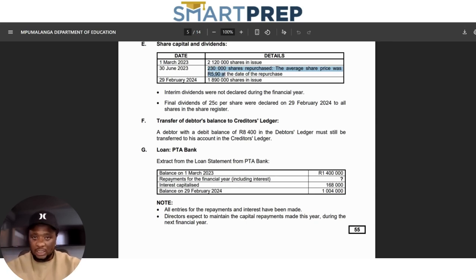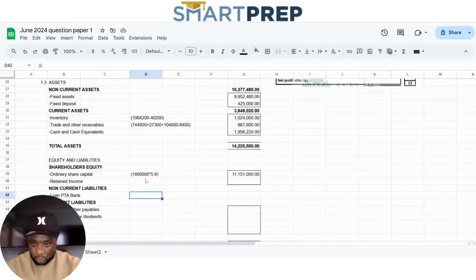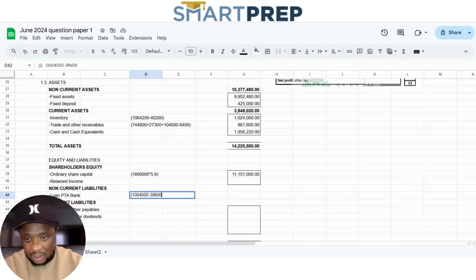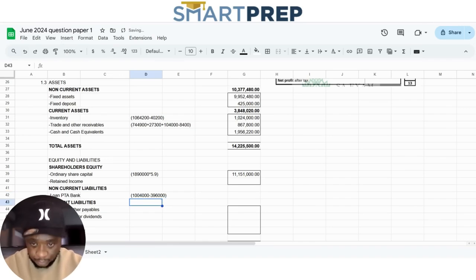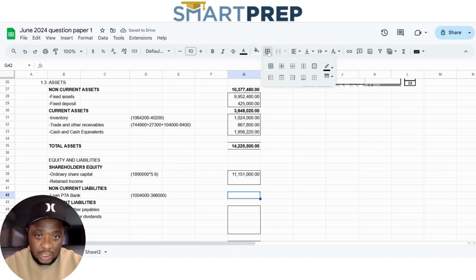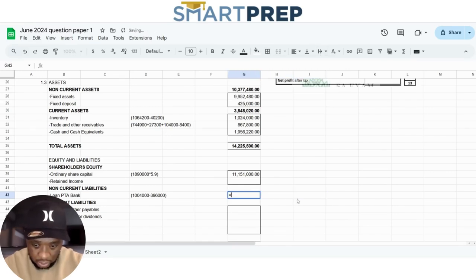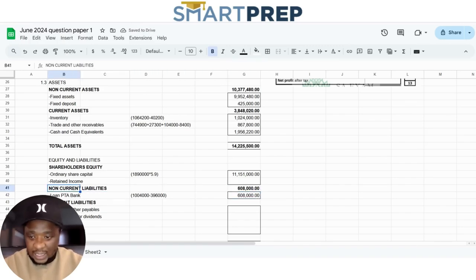And then we're going to go like this. We're going to say loan PTA Bank. So we're going to say 1,004,000, and then we're going to say minus 396,000. And then let me make the box here so that we can get our total. So we get 608,000, and so that would be the non-current liabilities.